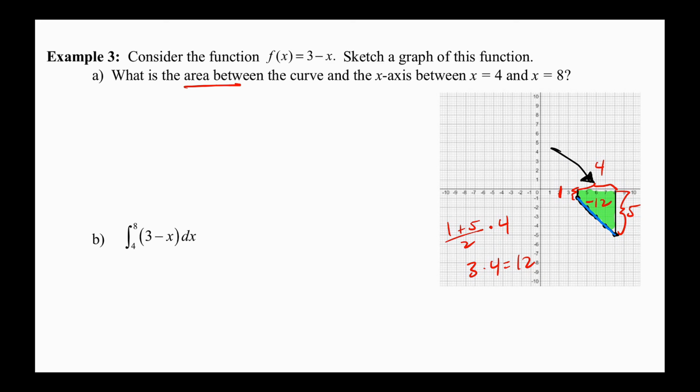Okay, so what is the area between the curves? So the area is positive 12, but the integral is negative 12 because of that. Okay, because it's under the x-axis. It's all under the x-axis. There is no positive, so I can't add it with anything.